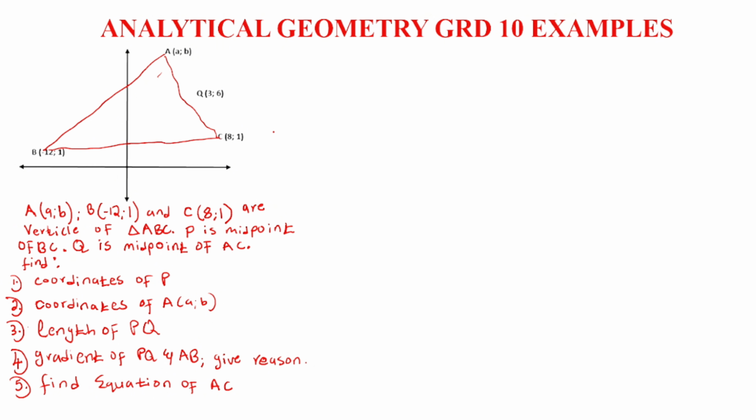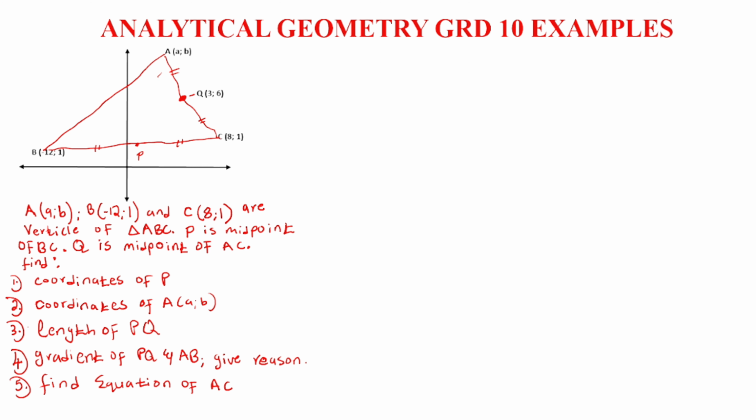And then it says P is a midpoint of BC. So it means there's a P here somewhere. And then also you've got Q, that is a midpoint of AC. So you've got Q there. It's given in that coordinate. That's a midpoint as well. So it means this side is also equal to this side as well. Even this side, they are also equal in terms of the length. All right, so let's have a look at the questions.